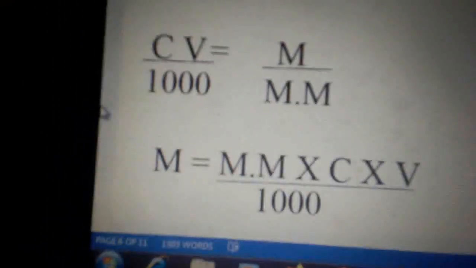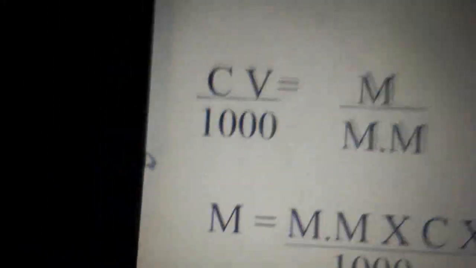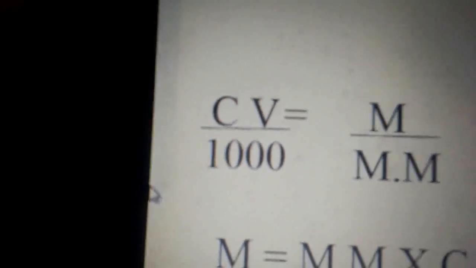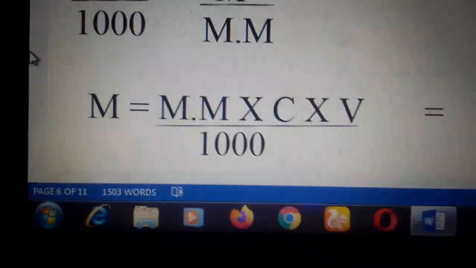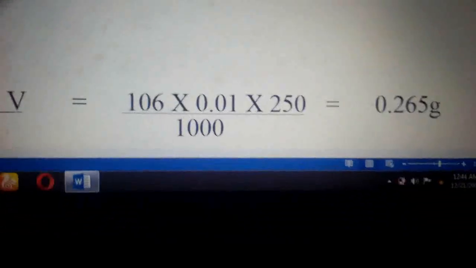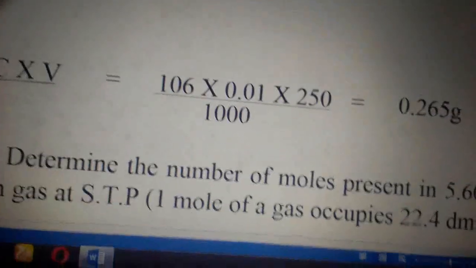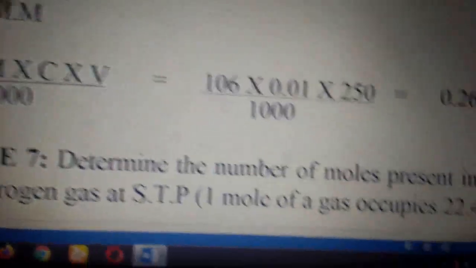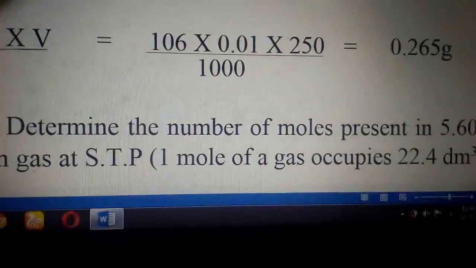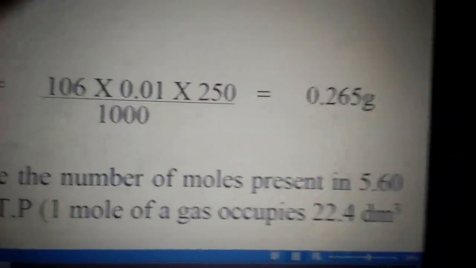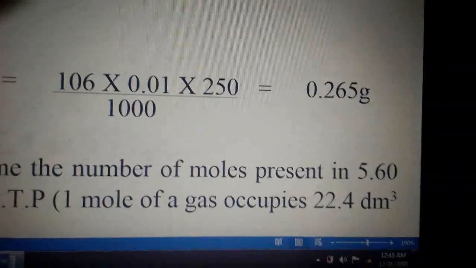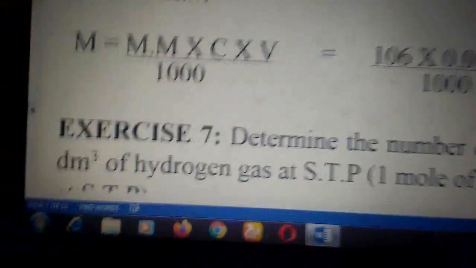Remember that if the volume is in dm³, 1000 will not be there; it's going to be CV over 1, and there will be no 1000 underneath. But because the volume is in cm³, that's why you have 1000 there. Then substituting the values, 106 times concentration 0.01, volume 250 cm³ over 1000. When we solve, we have 0.265 grams as the mass of the substance required.